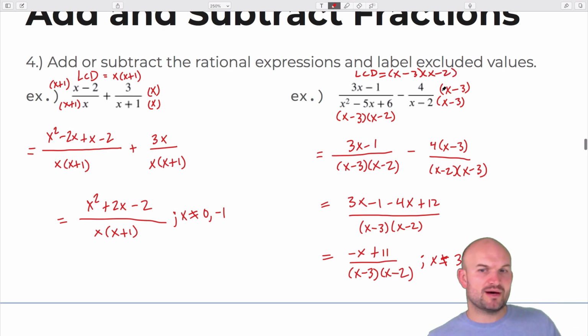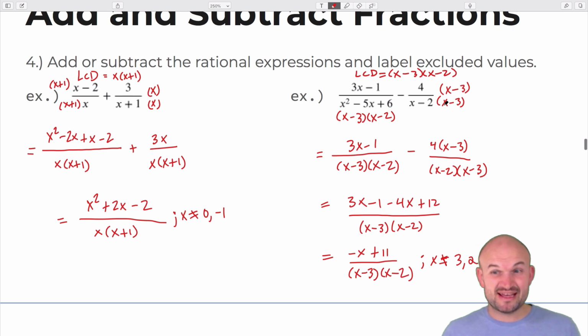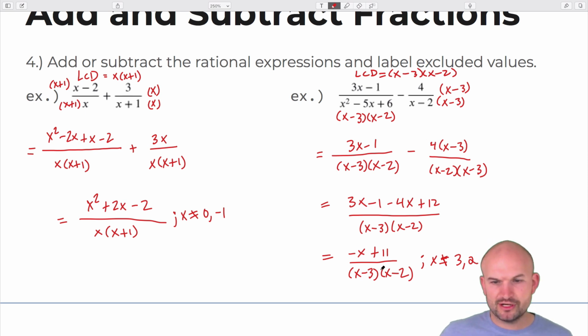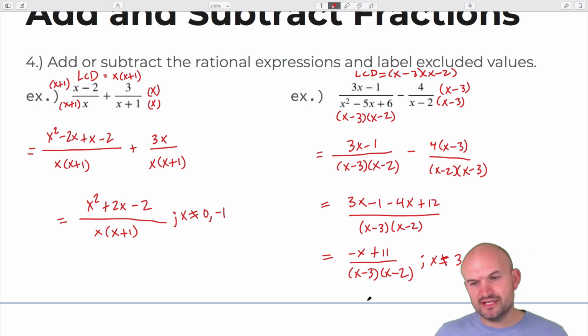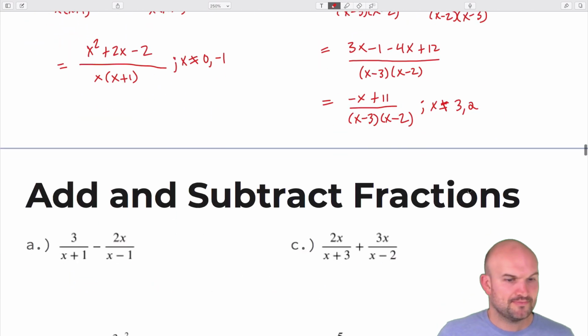All I need to do is multiply x minus 3 on the right-hand side, which actually makes your life a lot easier, right? So I multiply that on the right side. Make sure you keep that as a negative 4, and you distribute that. I got to check my work as well. Combine like terms, and you get a negative x plus 11. Nothing's going to divide out, and my excluded values were 3 and 2.